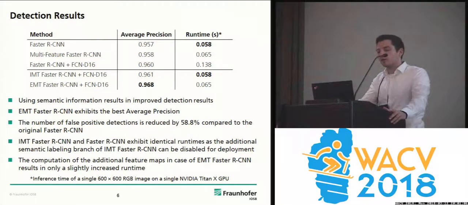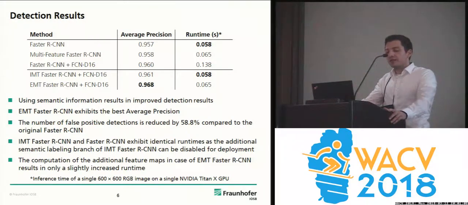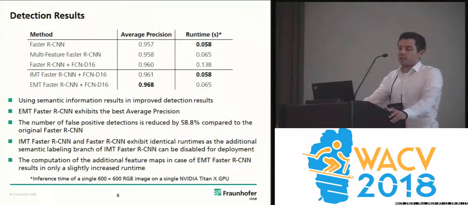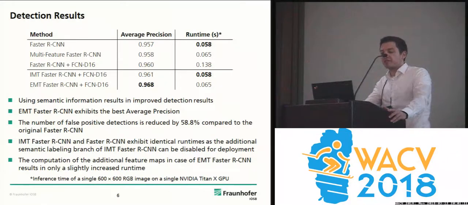If you take a look at the runtimes, EMT faster RCNN and faster RCNN exhibit identical runtimes, as the additional semantic labeling branch of EMT faster RCNN can be disabled for deployment. The computation of the additional feature maps in case of EMT faster RCNN results only in a slightly increased runtime.